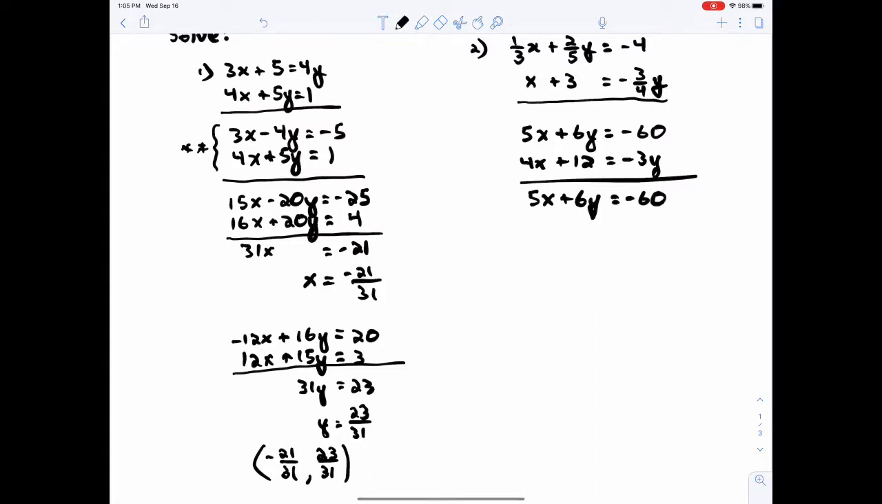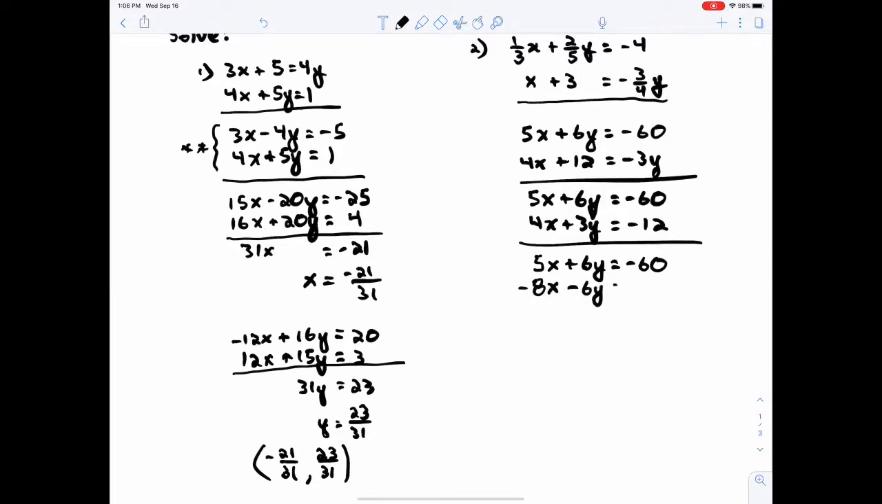And now I'm going to bring the 3y over to the left and the 12 over to the right. So that's 4x plus 3y equals negative 12. Okay, what can I get to be opposites here? Probably the easiest thing is y, because I can just multiply the second equation by negative 2. So I'm going to leave the first equation alone, and the second one I'm going to multiply by negative 2. So we have negative 8x minus 6y equals 24.